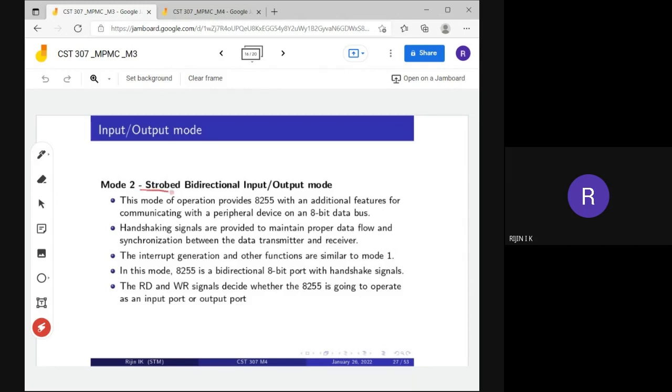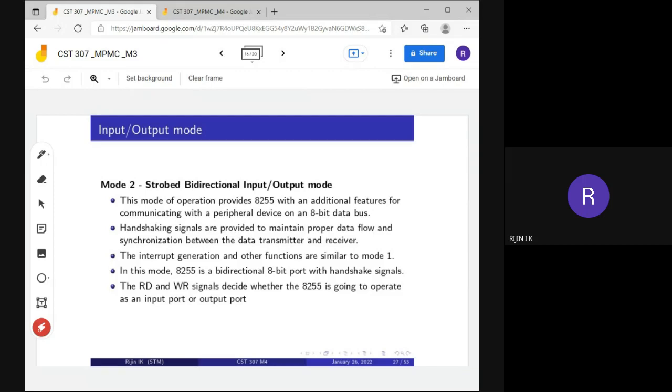It is also a strobed mode, a strobed bidirectional input-output mode. This mode of operation provides the 8255 with additional features for communicating with the peripheral. Handshaking signals are also there for maintaining proper data flow, and there is interrupt generation.